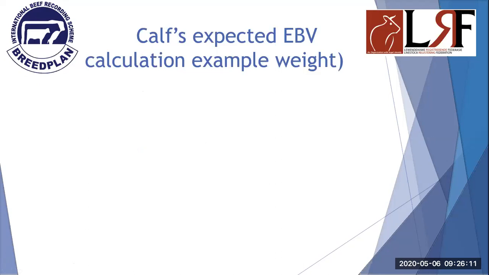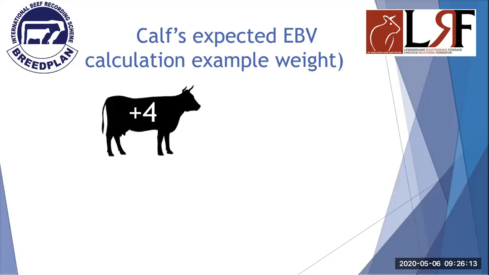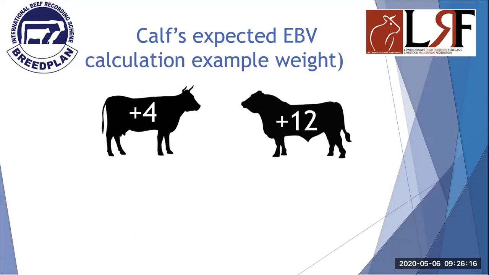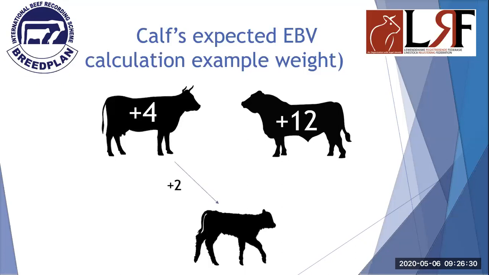So just quickly to again look at the EBVs of two animals. We have a cow with an EBV for, say, 200-day weight of +4, and the bull's EBV is +12. So we expect half of the calf's genetics to come from the dam, so +2 from the dam, and half from the sire, +6. So we expect from this specific mating that on average, the calves will be a +8.